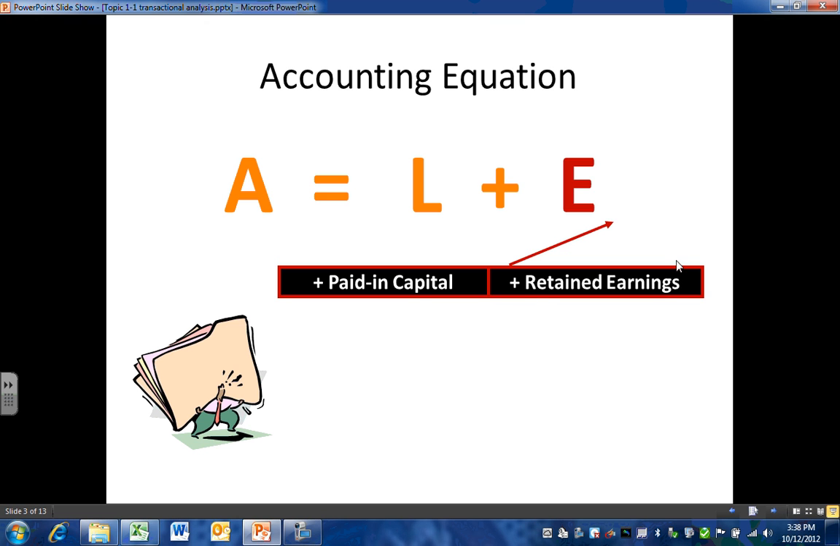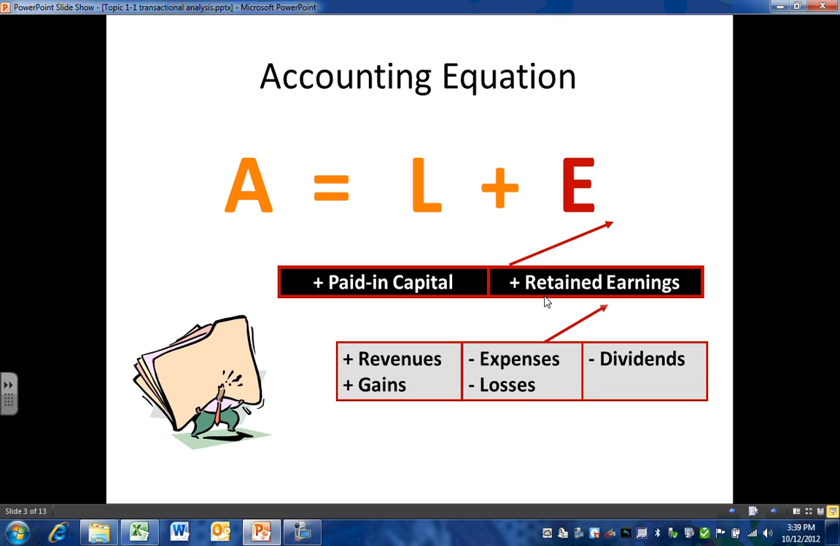The other component is retained earnings. And retained earnings are simply earnings that have been retained. Well, what do I mean by that? Retained earnings is made up of revenues. That is the sale of goods and services in the normal course of business operations. We may occasionally have gains. Gains is when we receive more for the sale of an operational or investment asset than it's currently being carried on the books.